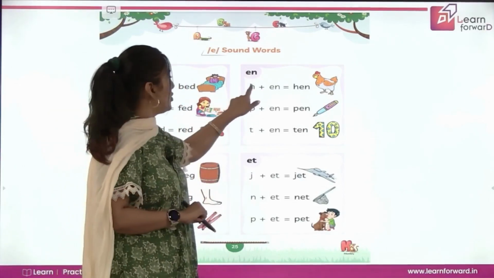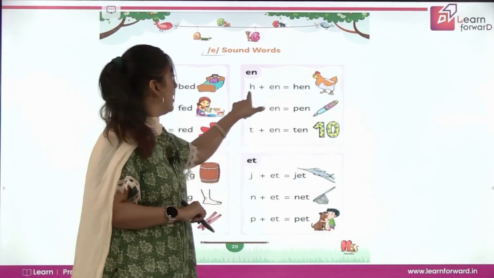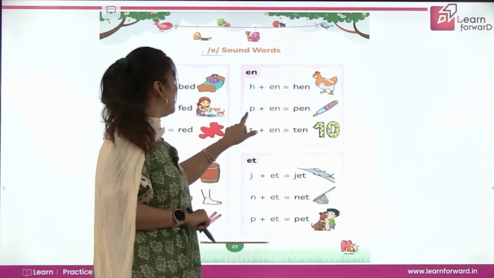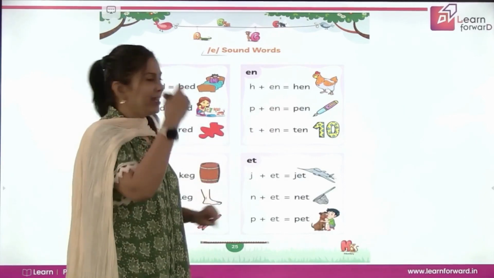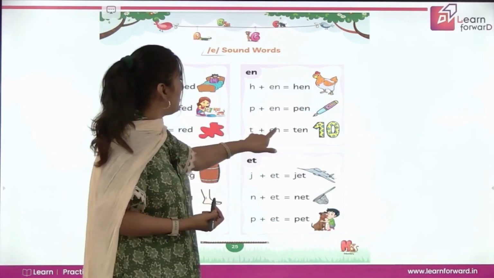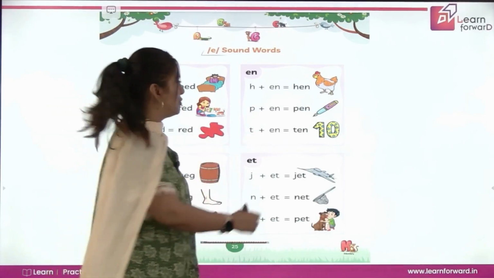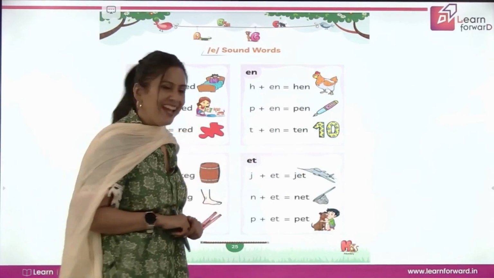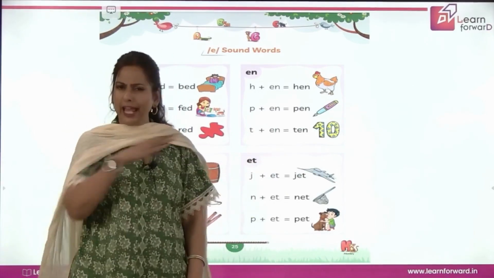H plus EN, hen. It's a cute little hen. P plus EN, pen. Now T plus EN, ten. Can you see the number 10? T plus EN, ten.